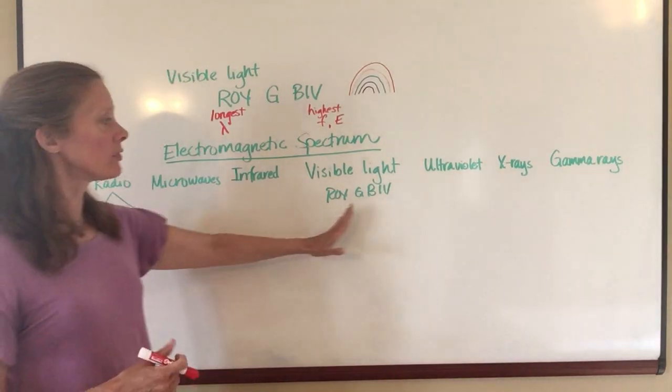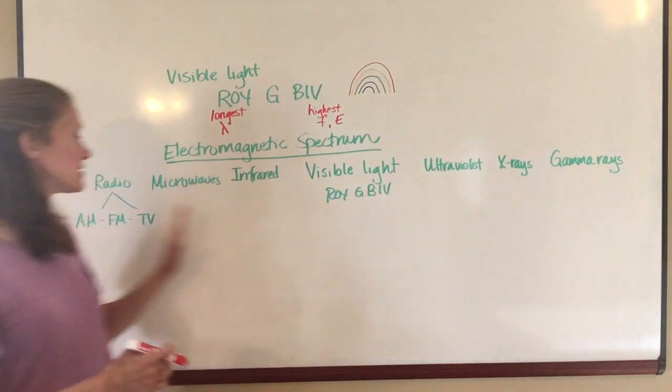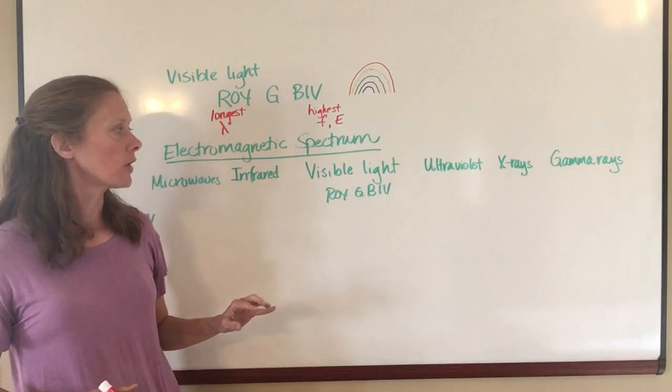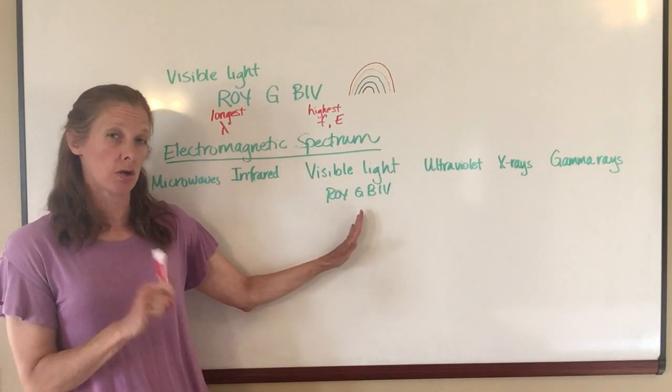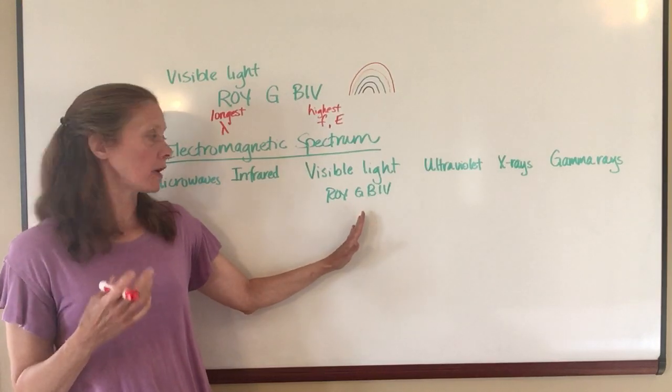And the visible light is actually a very small piece of the entire electromagnetic spectrum that I have laid out here on the board. And again, this is something that you need to have memorized, but I'm going to show you how you can put this together and remember it.